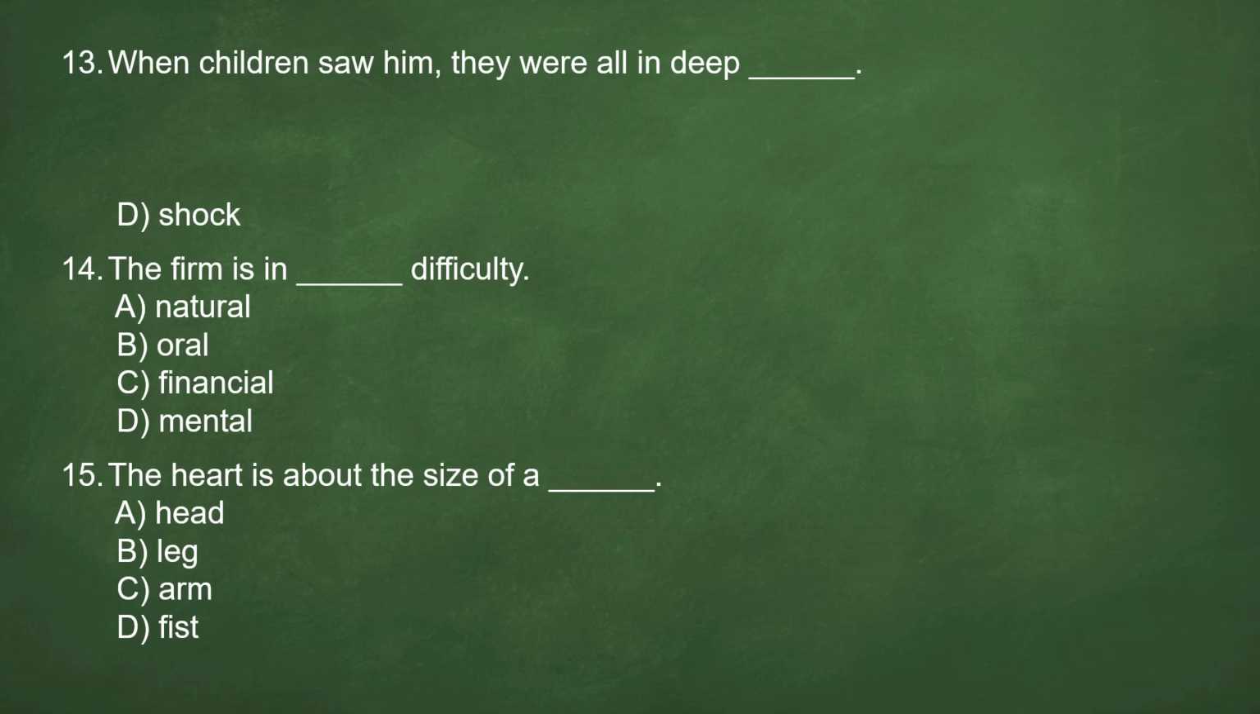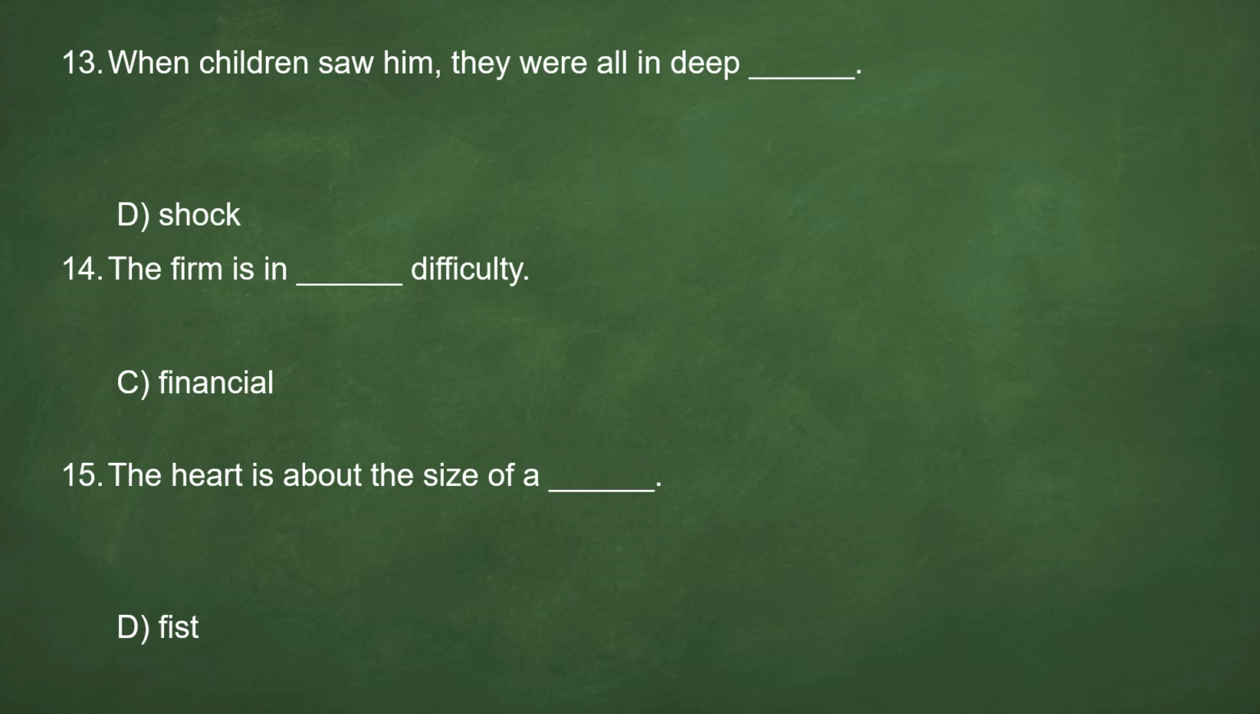Number fourteen. The firm is in blank difficulty. A. Natural, B. Oral, C. Financial, D. Mental. Answer: C. Financial. The firm is in financial difficulty. Number fifteen. The heart is about the size of a blank. A. Head, B. Leg, C. Arm, D. Fist. Answer: D. Fist. The heart is about the size of a fist.